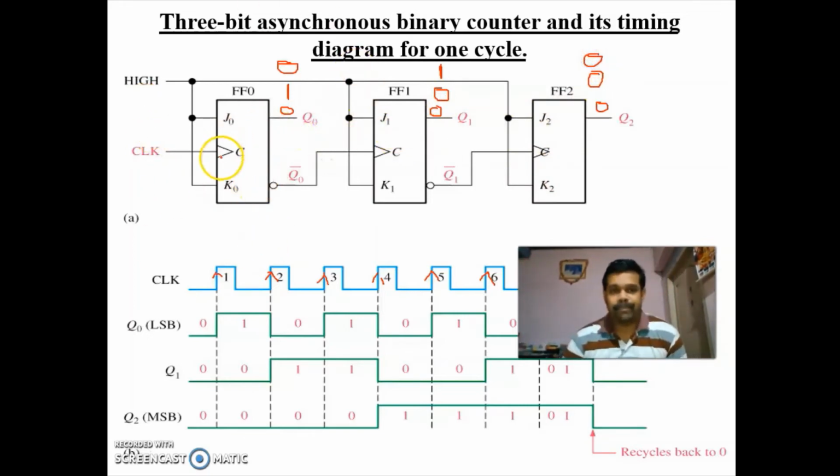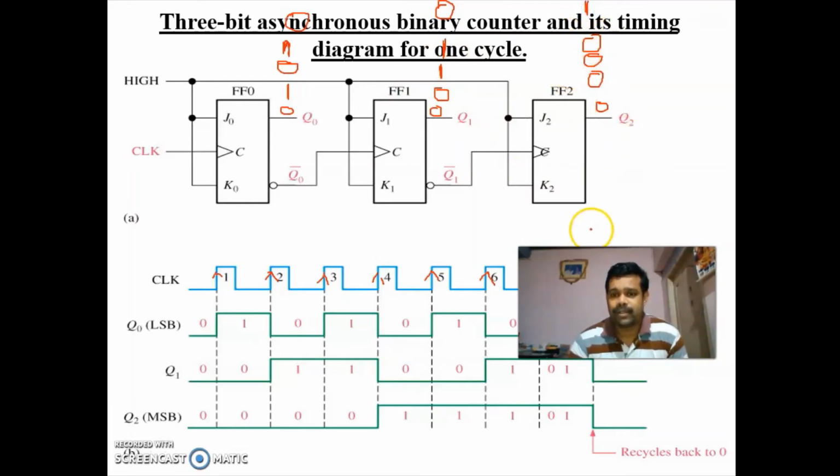During the next clock pulse, this 0 will change to 1. At that time, you are having 0 here, so this flip-flop will not conduct. So you'll be getting 1. If this flip-flop is not conducting, this all will not conduct. So during the next clock pulse, this 1 will change to 0. At that time, what you're having is 1 here. So this 1 will change to 0. At that time, what you're having is 1 here. So this 0 will change to 1.